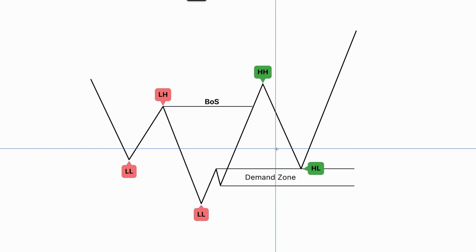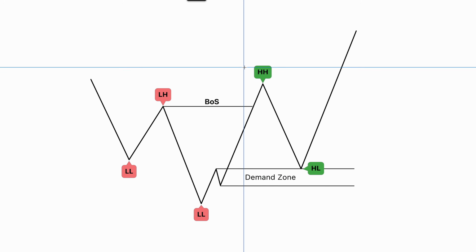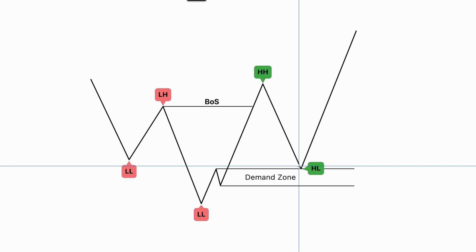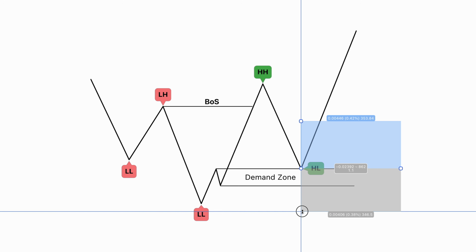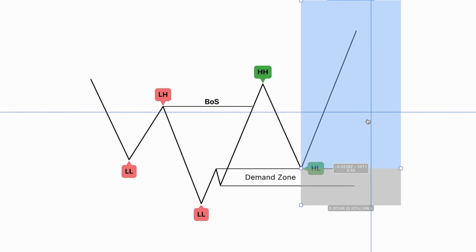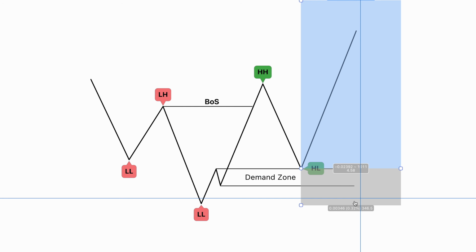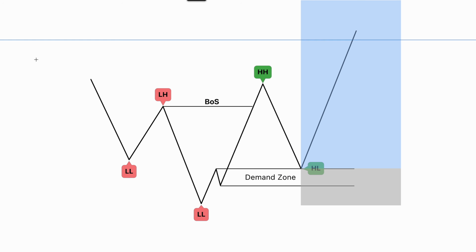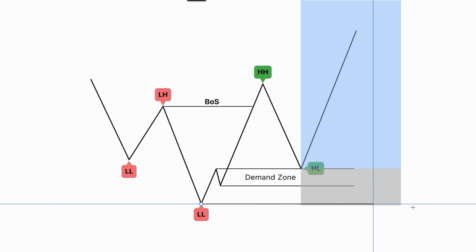In this confirmation entry example, after we've created this higher high, we would look for the market to pull back to the clear demand zone, and we would look to buy from that clear demand zone with targets extended. We're going to talk about those soon. And our stop loss would go underneath the low of the trend.